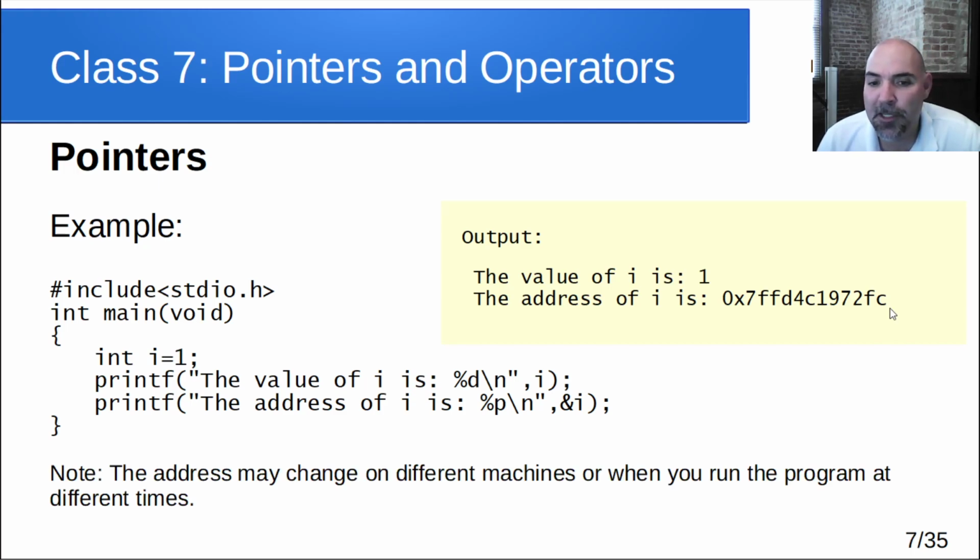The address may change on different machines. So if you ran this program on your machine, you'd likely get a different address. It could be the same, but it's unlikely. If I ran it on my laptop, I might get a different address. If I ran it on a Linux box and compiled this and ran it, I'd get a different address. It's just where in memory that variable is stored when we run this program.